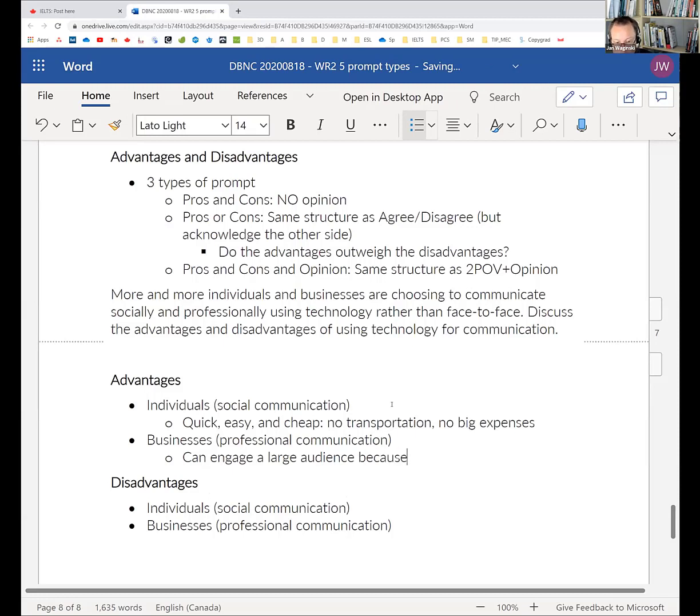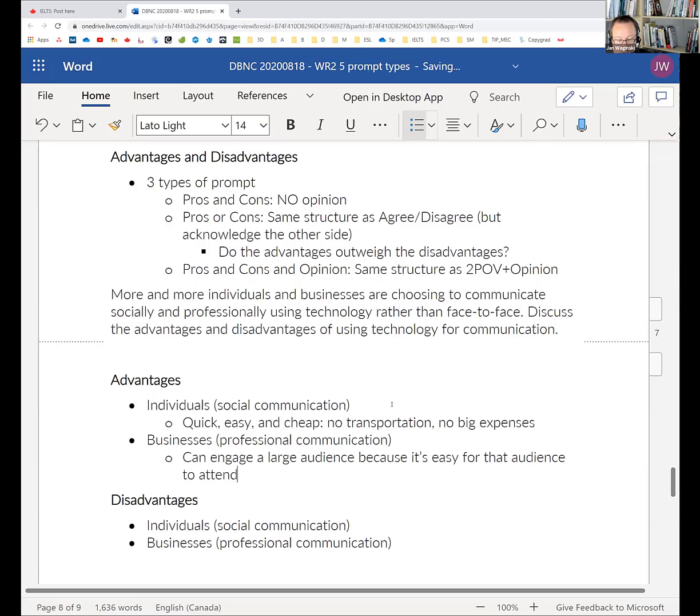because it's easy for that audience to attend. Right? If I'm doing a conference and I invite you, and that involves flying and staying in a hotel and whatever, it's thousands of dollars. Or I can just send you a Zoom link, right? Yep.